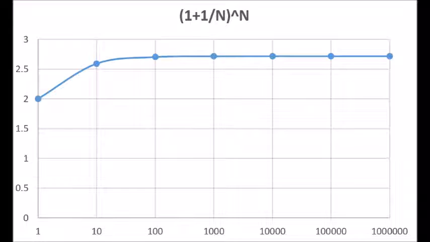Before we go, take a look at this graph. I've plotted the values from the previous table. The flatness shows that the limit is converging around 2.718. That is consistent with what we have seen thus far.